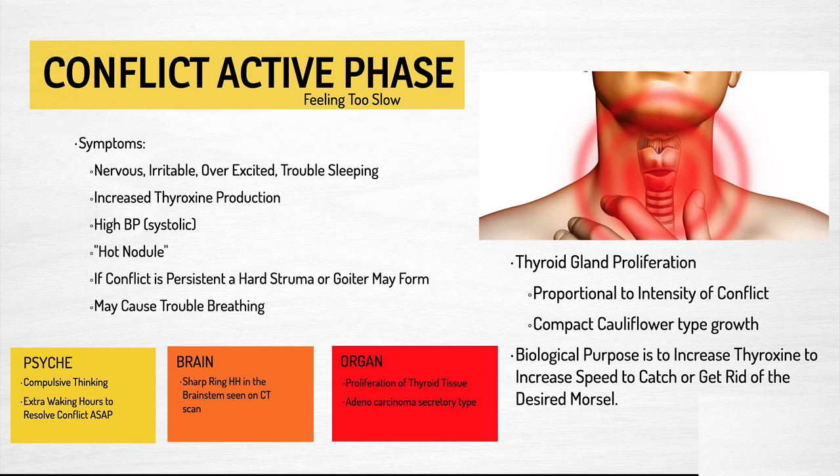So psyche, brain, organ: you've got compulsive thinking, extra waking hours. There's a sharp ring formation in the brainstem. So there is always a measurable impact in the brain when you have a conflict, and for the endodermal-derived tissue of the thyroid gland, it is in the brainstem. The organ is proliferation of the thyroid tissue.